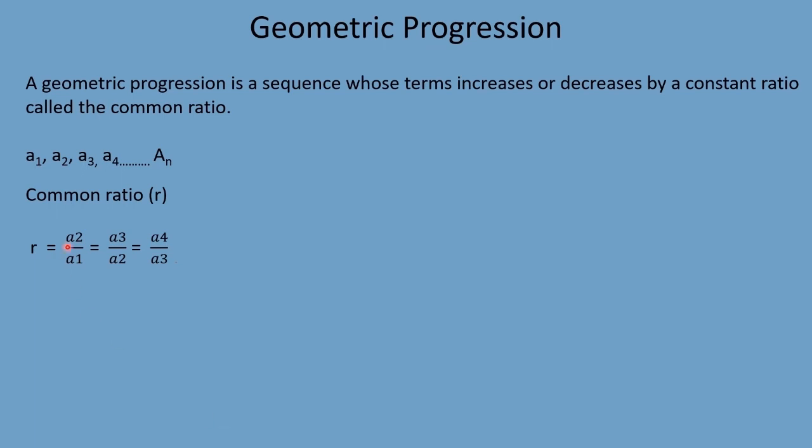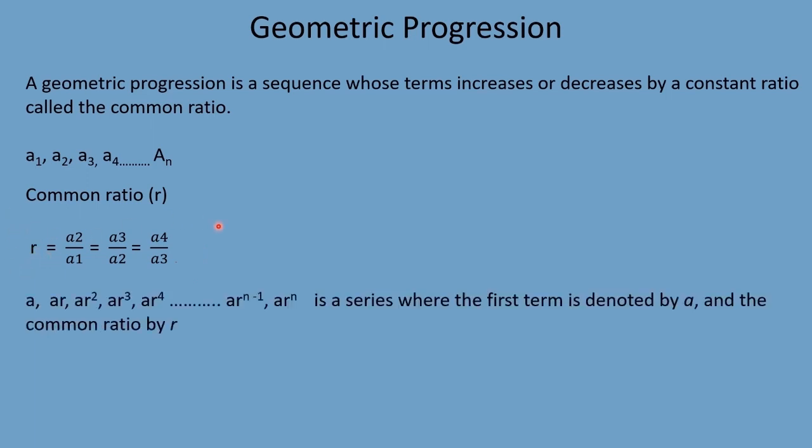Here A2 is divided by A1, similarly A3 is divided by A2, or A4 is divided by A3, to get a constant ratio. A, AR, AR square, AR cube, AR to the power 4, ..., AR to the power n minus 1, AR to the power n is a GP where the first term is denoted by A and the common ratio by R.